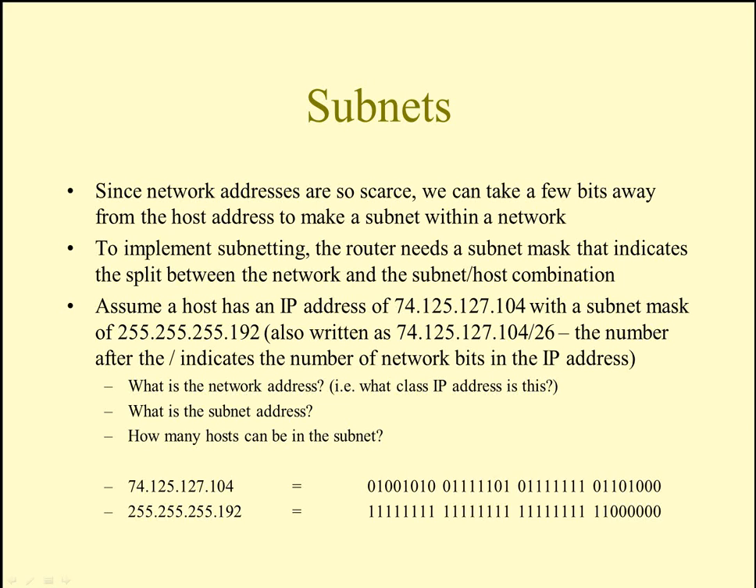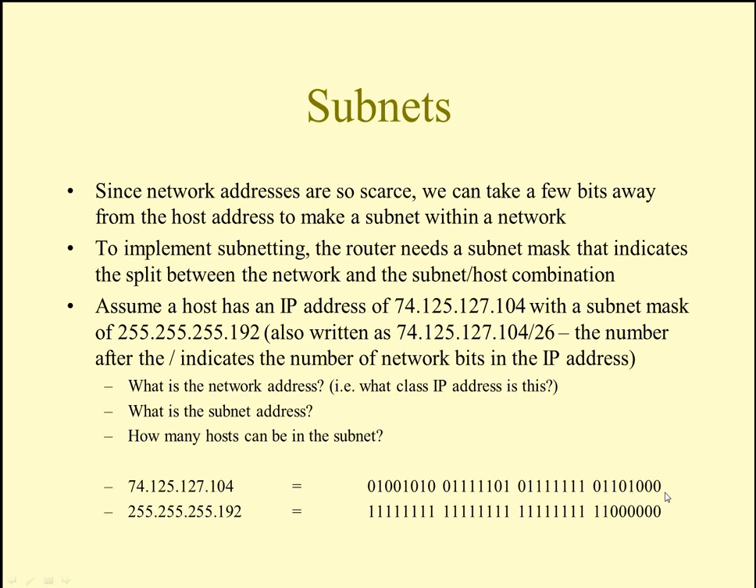Okay, hopefully you all got this one correct, that this falls into the range of a Class A IP address. So that means that we actually have just the 74 as the network address. So only the 74 is the network address since this is a Class A address. And the rest of these 24 bits are going to correspond to the host address of this IP address.